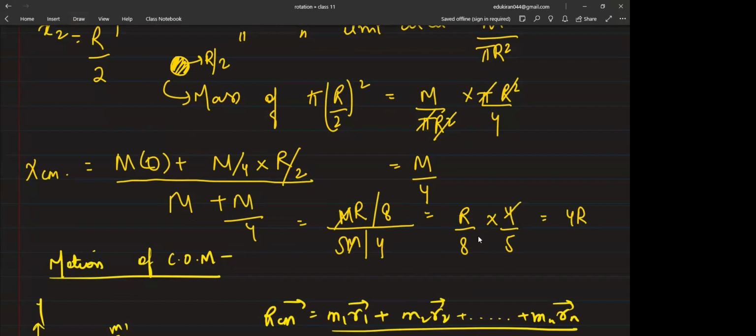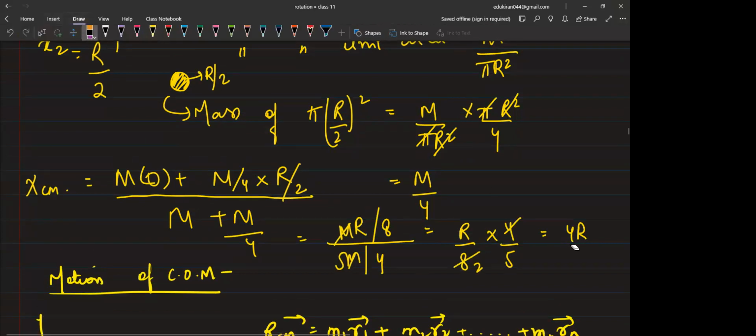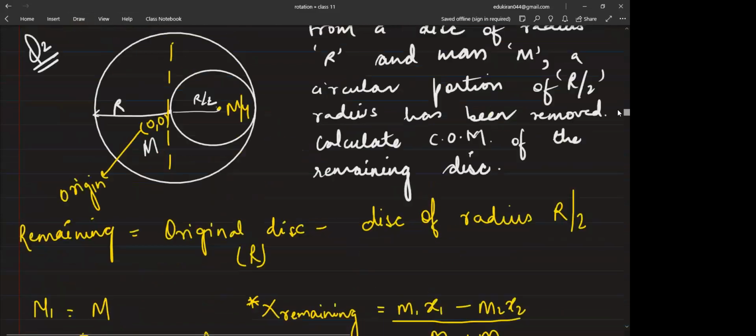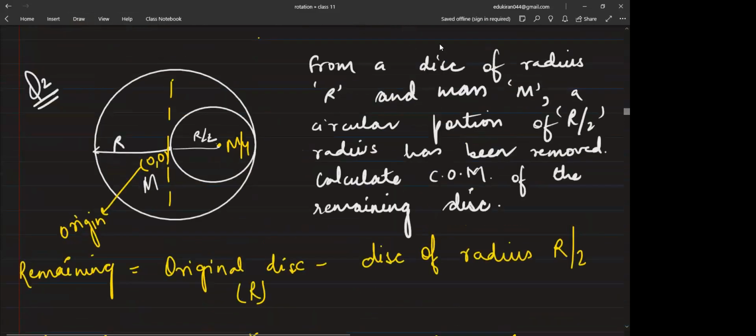4 and 2 cancel, so r by 10. So this is r by 10. That will be the center of mass. Now write it. If you have any queries, how 5m?